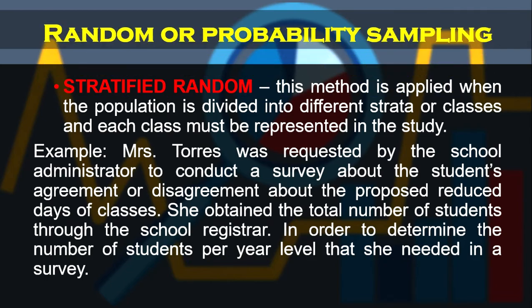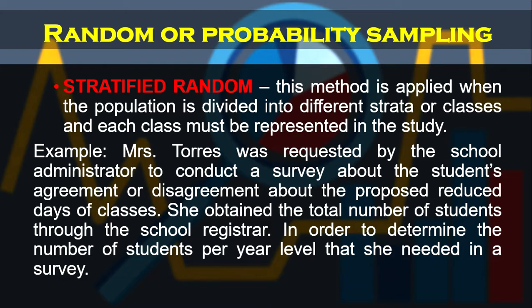The next one we have here is the stratified random. This method is applied when the population is divided into different strata or classes and each class must be represented in the study. For instance, Mrs. Torres was requested by the school administrator to conduct a survey about the students' agreement or disagreement about the proposed reduced days of classes. She obtained the total number of students through the school registrar in order to determine the number of students per year level that she needed in a survey.